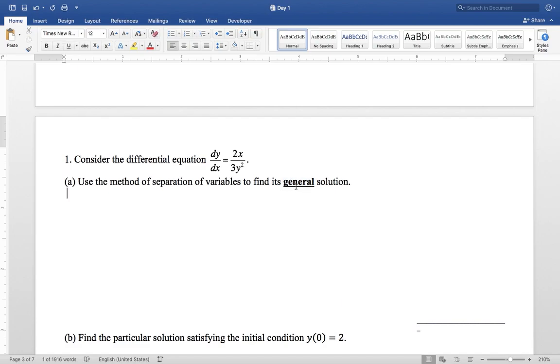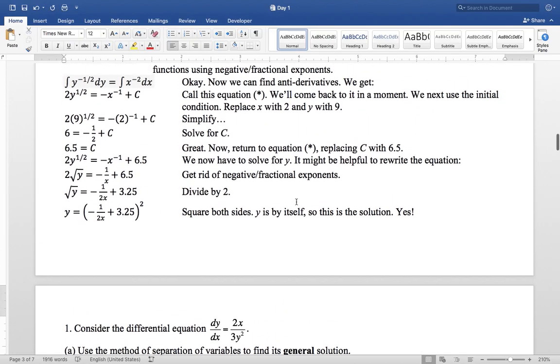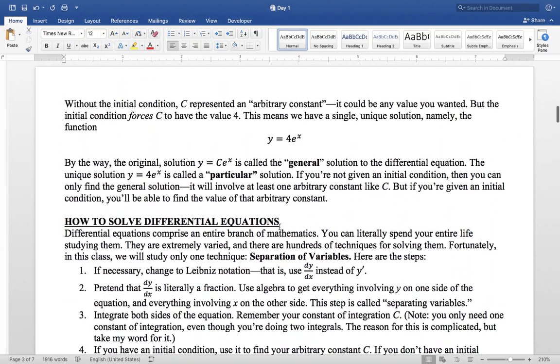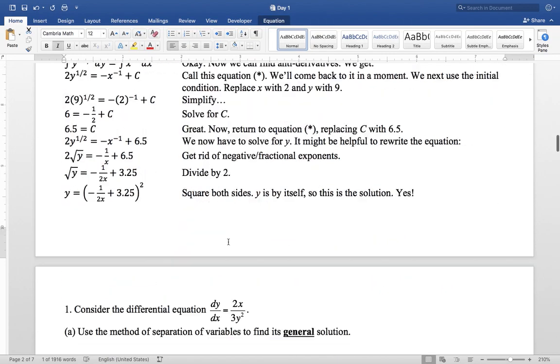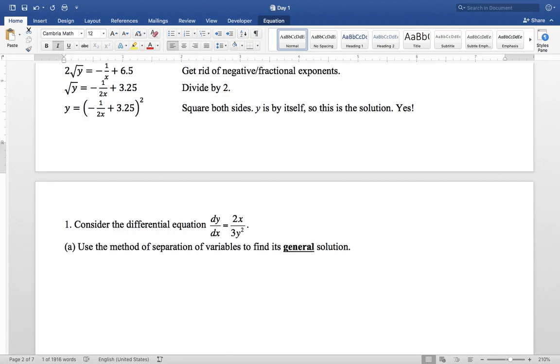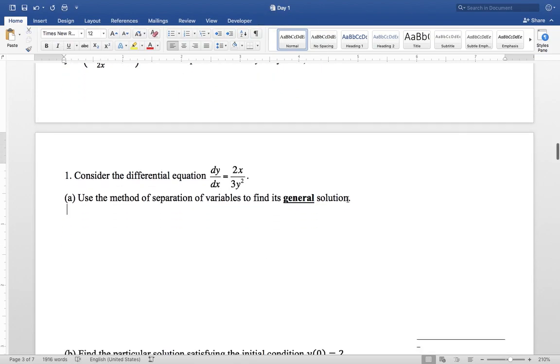Remember what that means. If you don't have an initial condition, then all you can find is the so-called general solution. Remember, in the first example we looked at, that was y equals c e to the x. You're going to have a function y involving an arbitrary constant c, an unknown constant c. That's the general solution. It represents an infinite family of solutions. So because we don't have an initial condition yet, the general solution is the only thing we can actually find. So let's go ahead and do that.